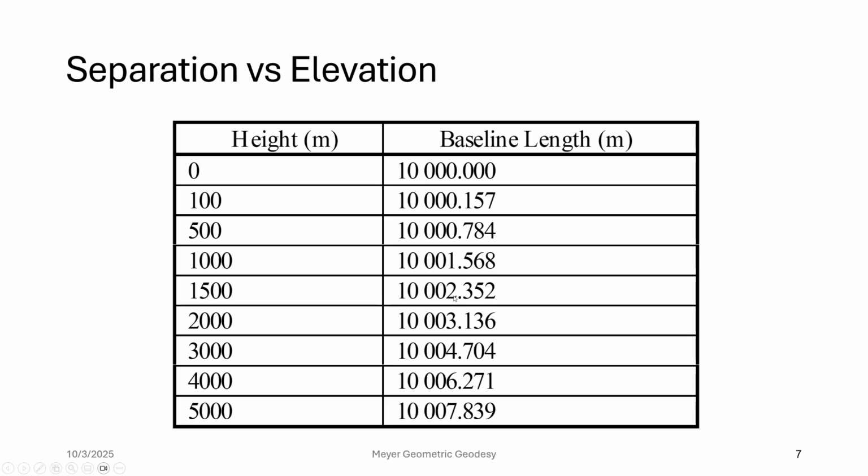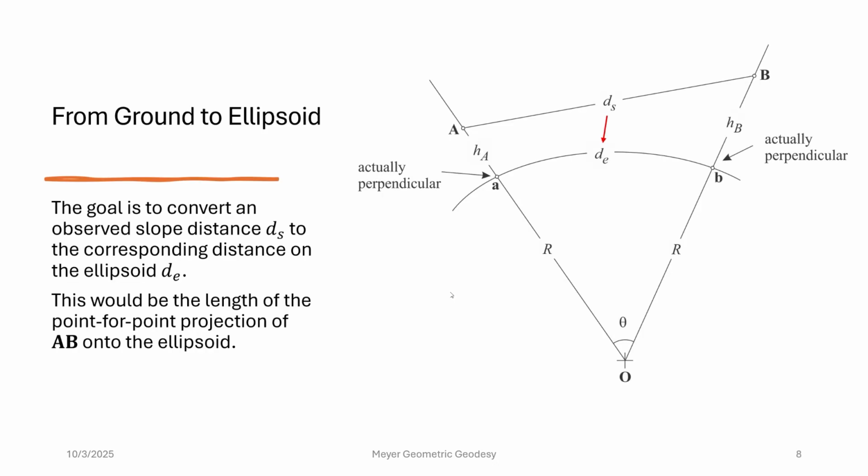So this is what the reduction does. It's going to change the lengths of the lines that we measure down to what they need to be so we can represent them properly in our map projection.